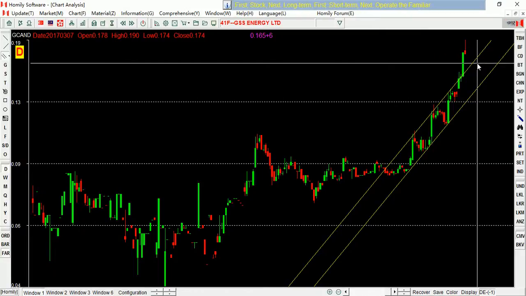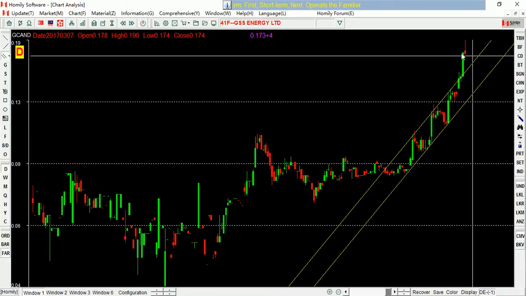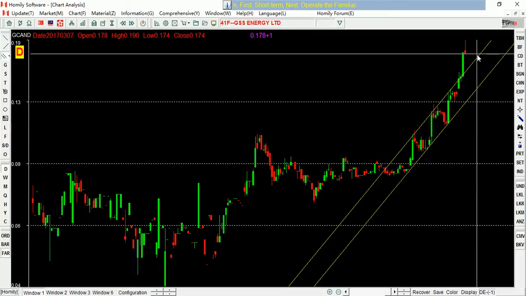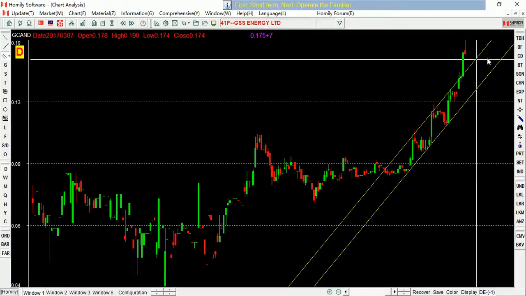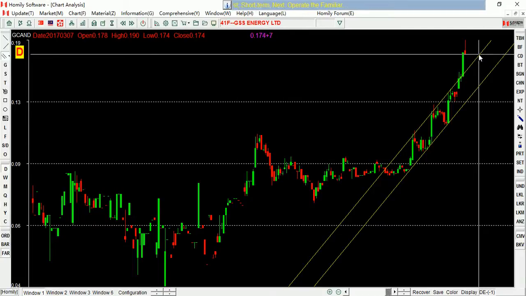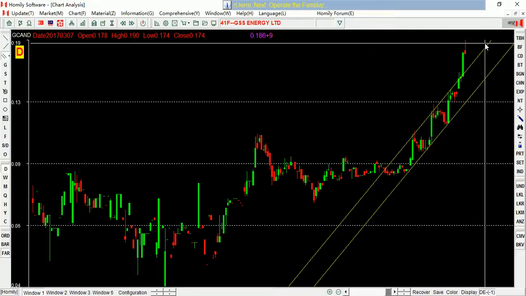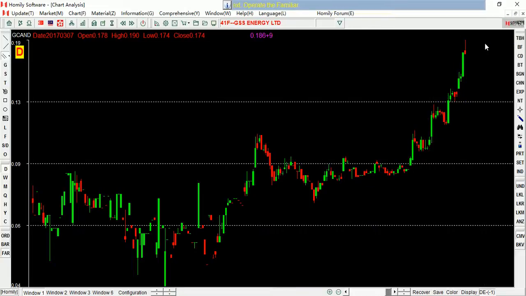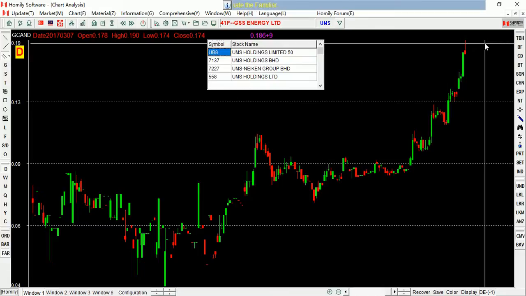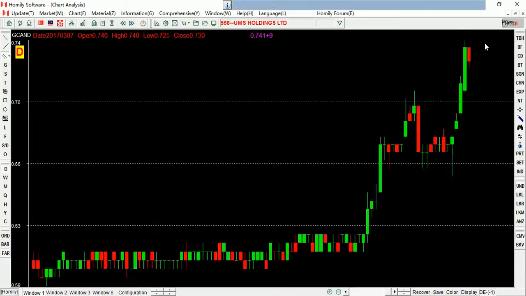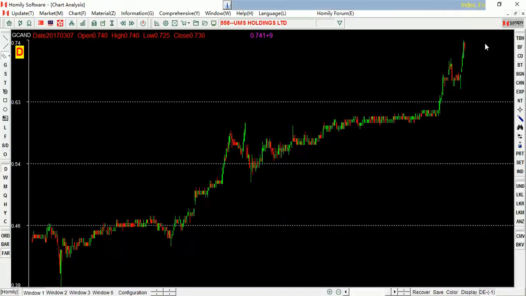Maybe if you didn't buy this stock, you should know where is the good buy point, where is the good entry point. Then you can wait till the price touches the trend line again. This is the support. Then maybe you can buy again. Okay. So let's see the next one, UMS. So let's see UMS, strong or not?